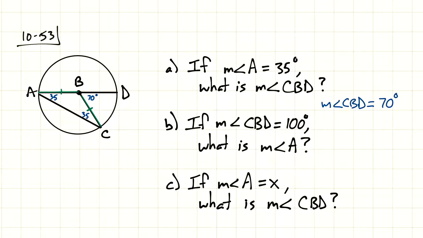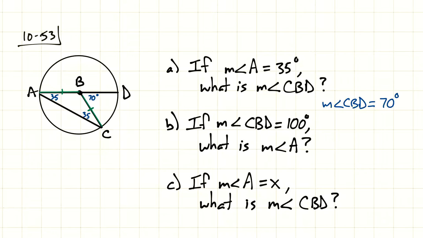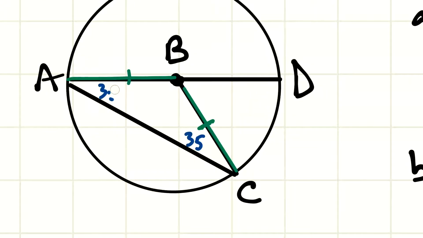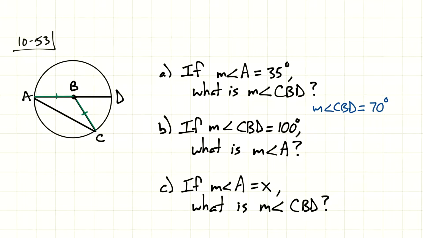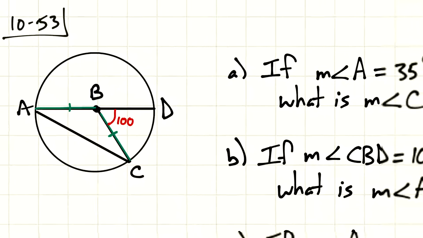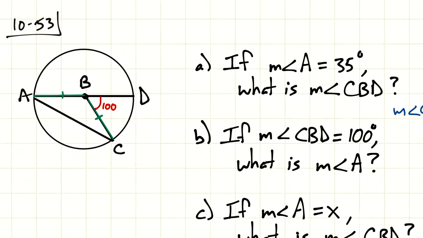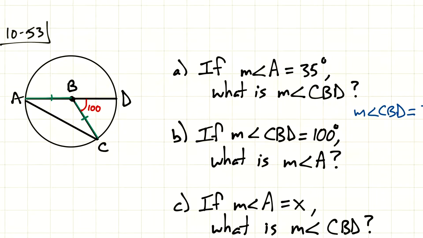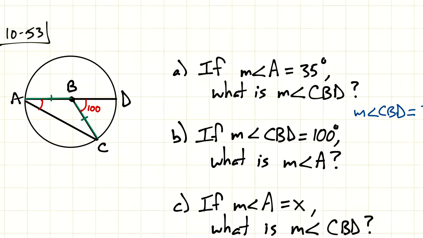All right, I'm going to remove that information. So let's change this problem up. It says, okay, well, what if CBD is equal to 100? What is the measurement of angle A? So CBD, they've given us different information now. They've told us this angle here is 100. So now that you get an idea of how these angles are related, what is the measurement of angle A? See if you could answer that one.